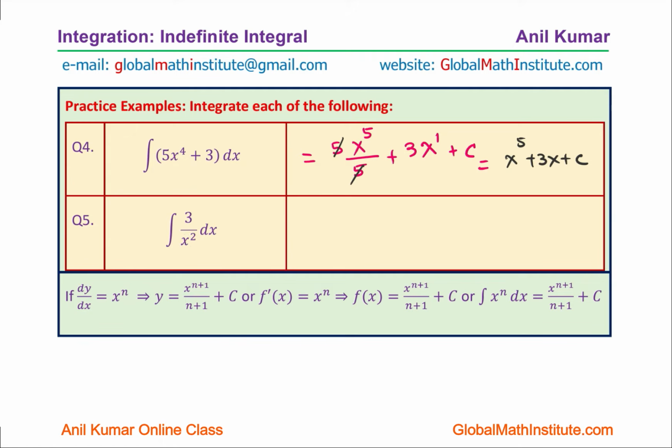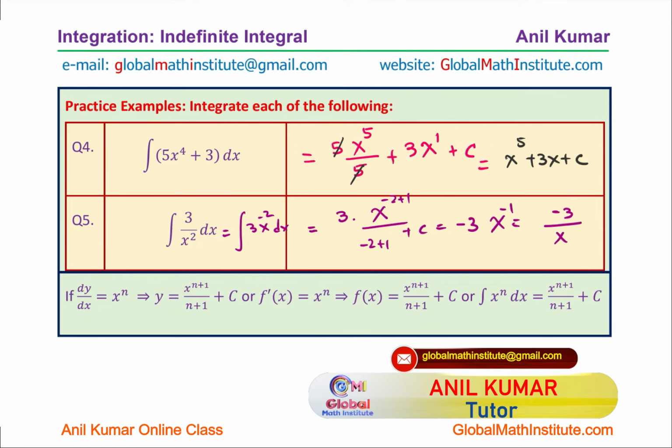3 over x square, right? So this could be written as integral 3 x to the power of minus 2 dx, correct? So that is equal to, so 3 is a constant, right? X to the power of minus 2 plus 1, correct? Divided by minus 2 plus 1 plus c, right? That gives us, this is what? Minus 2 plus 1 is minus 1, right? So we have minus 3 x to the power of minus 2 plus 1 is minus 1. And therefore, the answer is minus 3 over x plus c, right?